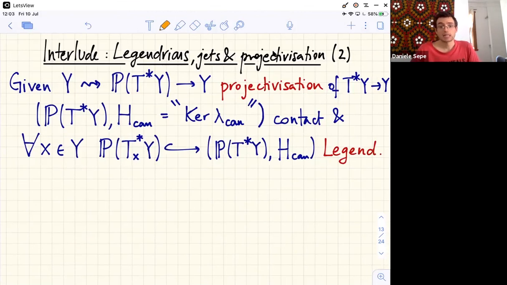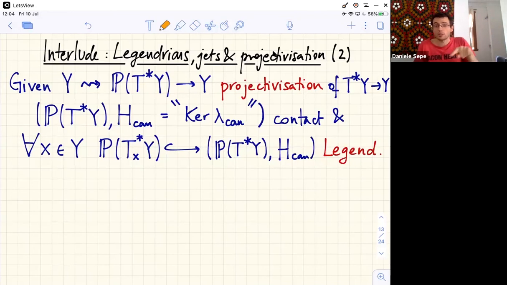You take the cotangent bundle, you have the canonical one form. You're in good shape. You have a one form, its kernel. It cannot be contact because the total space is even dimensional. However, you can remove the zero section and you projectivize, you quotient out by the action by homotheties in the fibers. And now what you get in the end is a contact structure that I call, in inverted commas, the kernel of the Liouville one form.